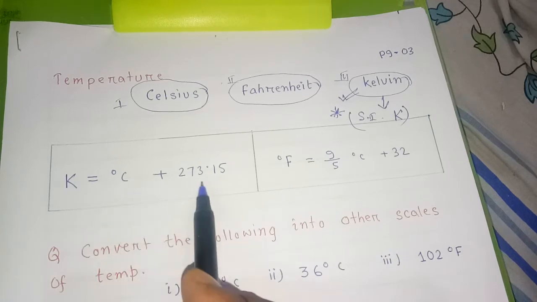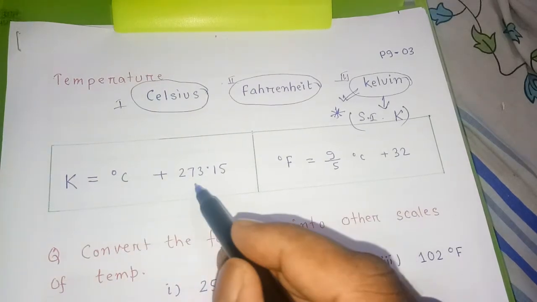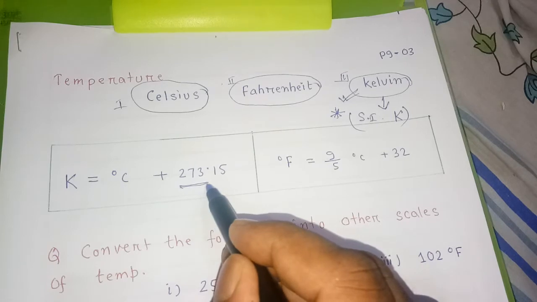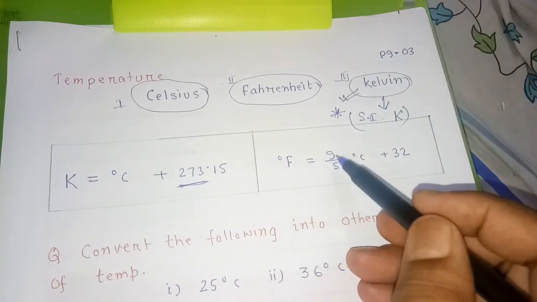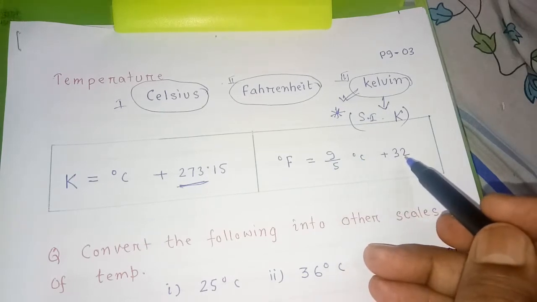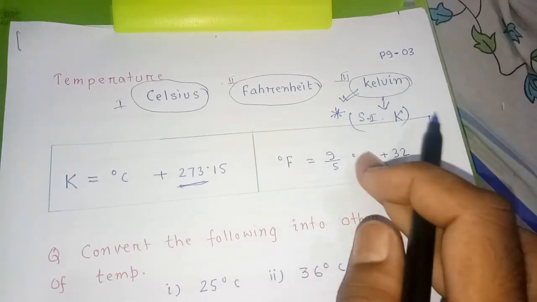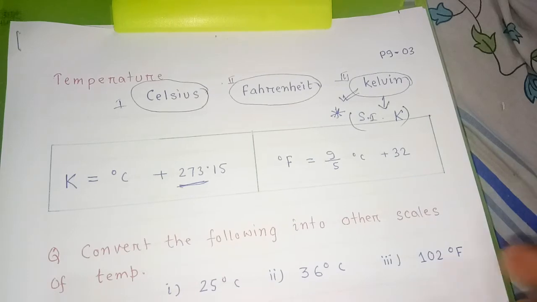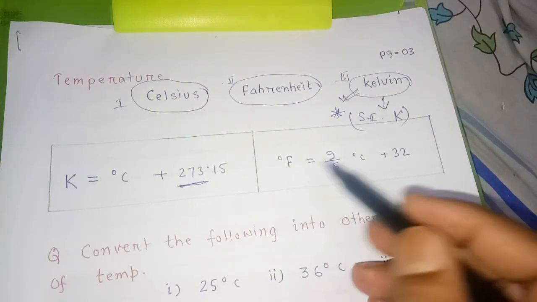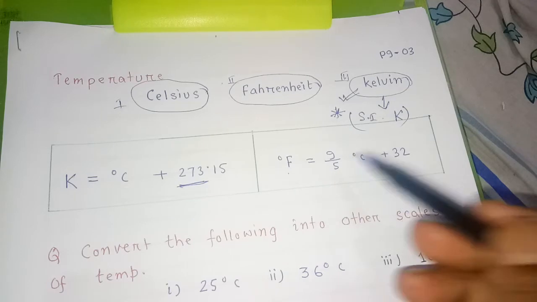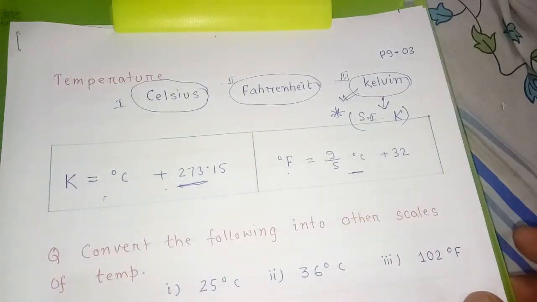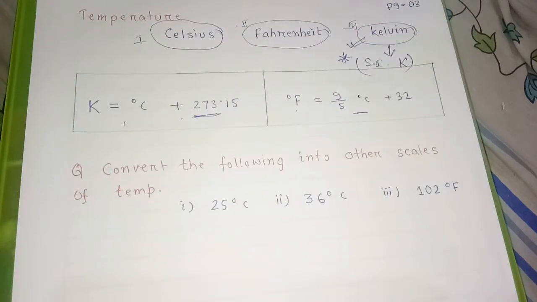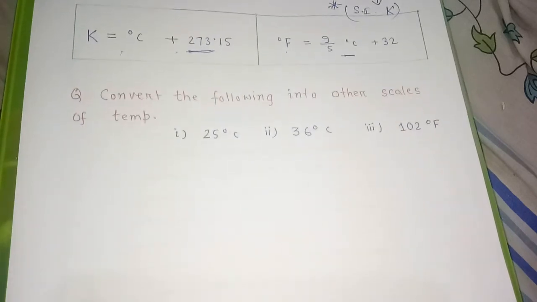Now we have the relation between the Kelvin scale and Celsius scale. Kelvin equal to degree Celsius plus 273.15. For convenience, sometimes we have to take 273 only. And your degree Fahrenheit equal to 9/5 degree Celsius plus 32. So this is the degree Fahrenheit scale. And student, you can relate Fahrenheit with Kelvin also. You have to put the degree Celsius value from here, so that you can solve on your own. So we have learned 3 scales: Celsius scale, Fahrenheit scale and Kelvin scale.